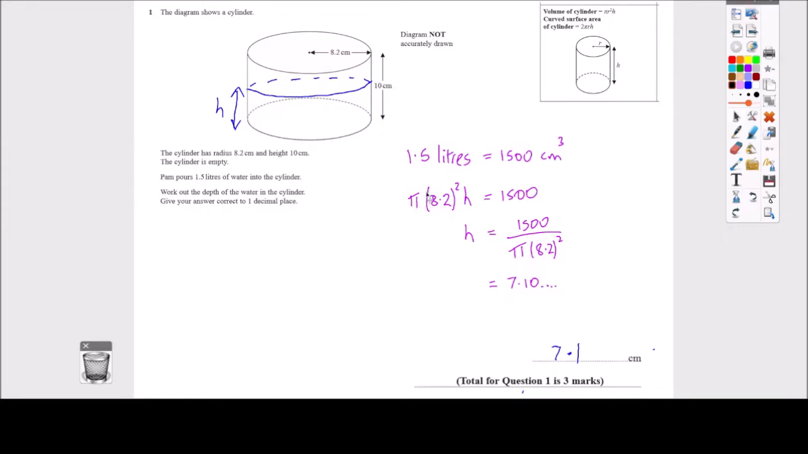So we can really set up this equation here. So pi r squared h. So pi, we know the radius is 8.2. So pi r squared multiplied by the unknown height is going to give us 1,500. The only unknown here is h, so we can just rearrange. Go and divide both sides by pi 8.2 squared. We've got the height being this. Pop that into your calculator, you get 7.10 dot dot dot, which to one decimal place is 7.1. Now, I think that was a pretty hard question to be question one on a past paper.